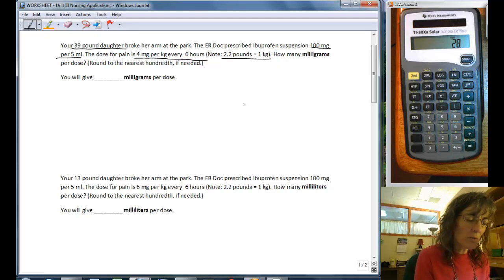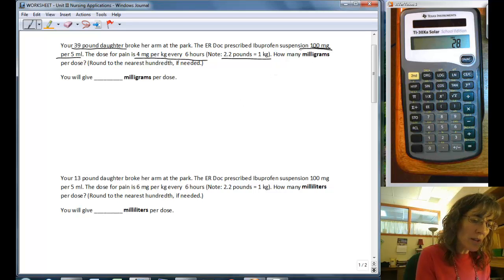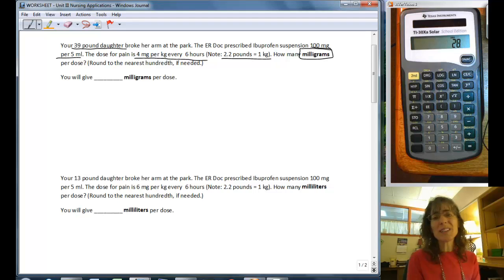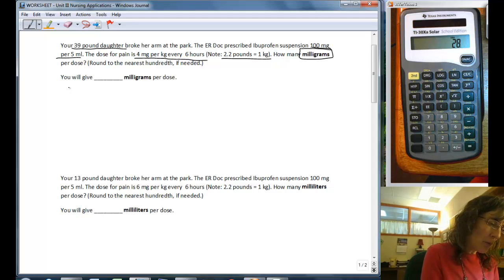And then we have a conversion for our pounds to kilograms. And we want to know then how many milligrams per dose. So that's a lot of information. So I'm thinking that we should write some things out. So we have 39 pounds, and then we have a 2.2 pounds per 1 kilogram.